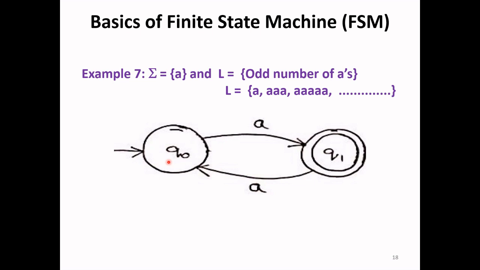Second A will go to the intermediate state, that is Q0, and third A it will go back to state Q1. So the same logic is applied here. When you have an odd number of A's, it will go from intermediate to final. When you have an even number of A's, it will come from final to intermediate. So finally, to reach the final state, you must come across an odd number of A's. So this is a finite state machine designed for the language consisting of an odd number of A's.